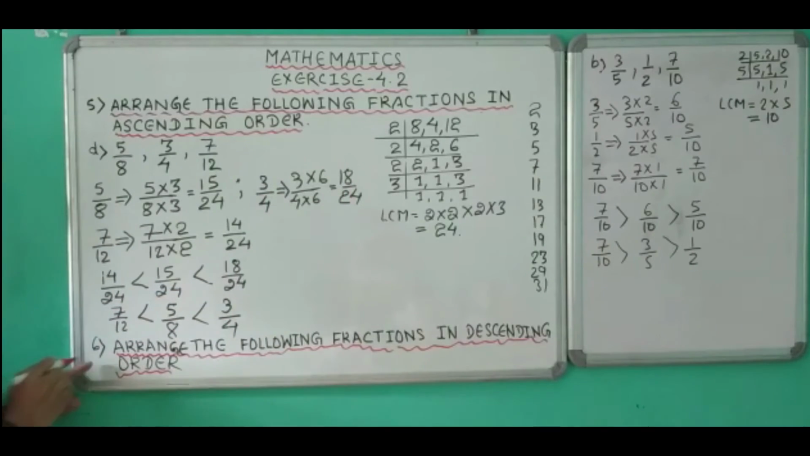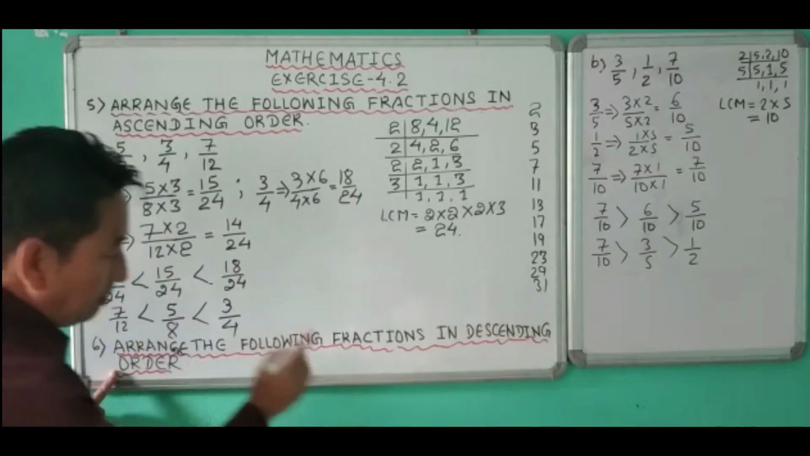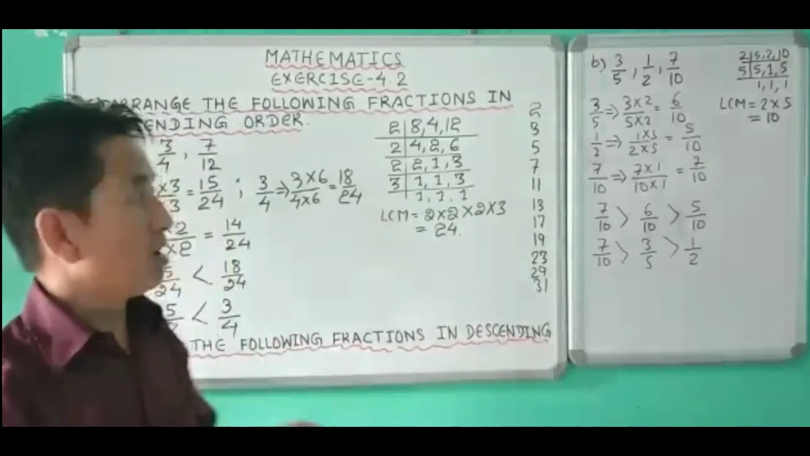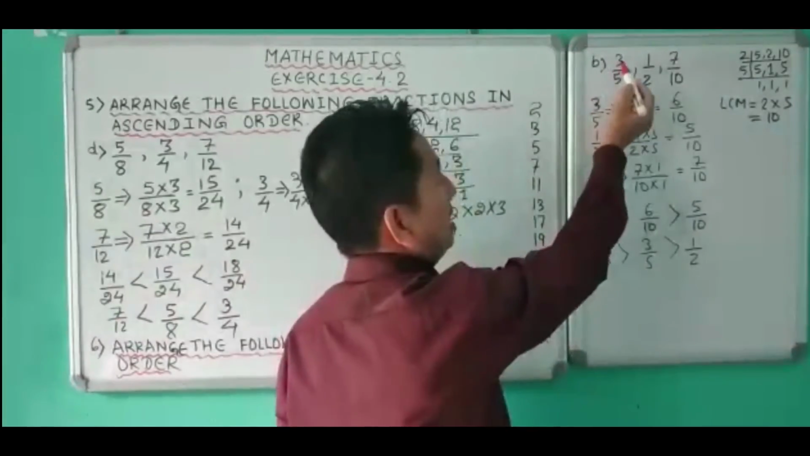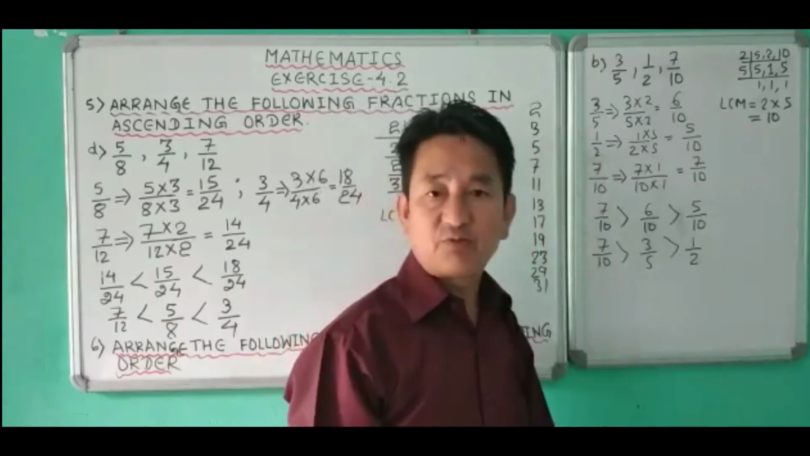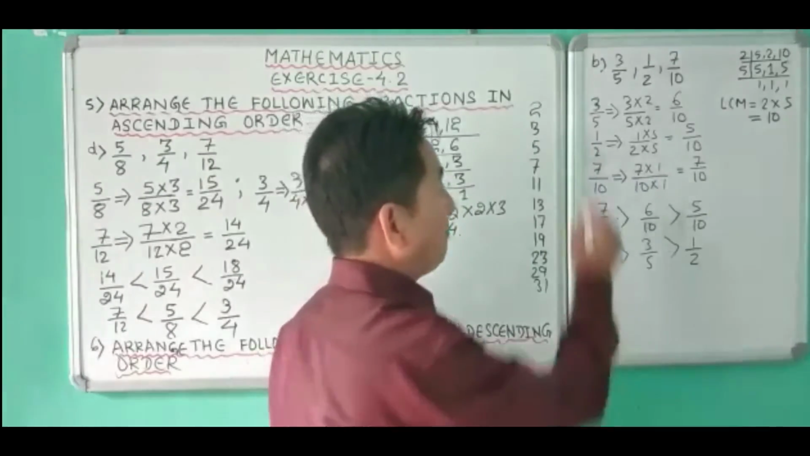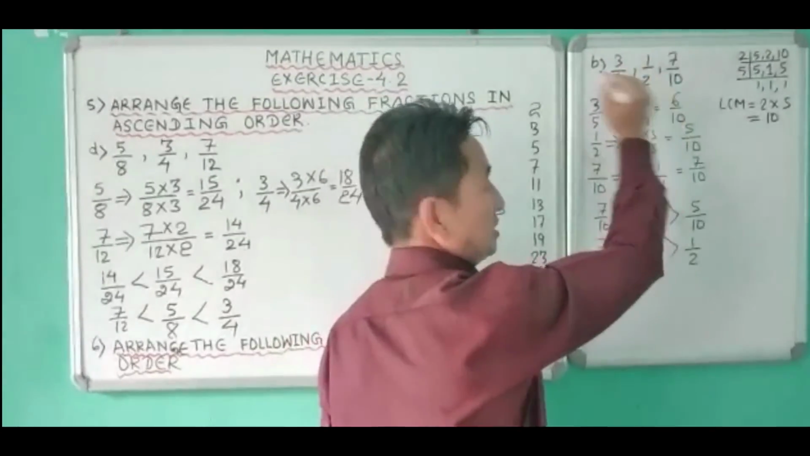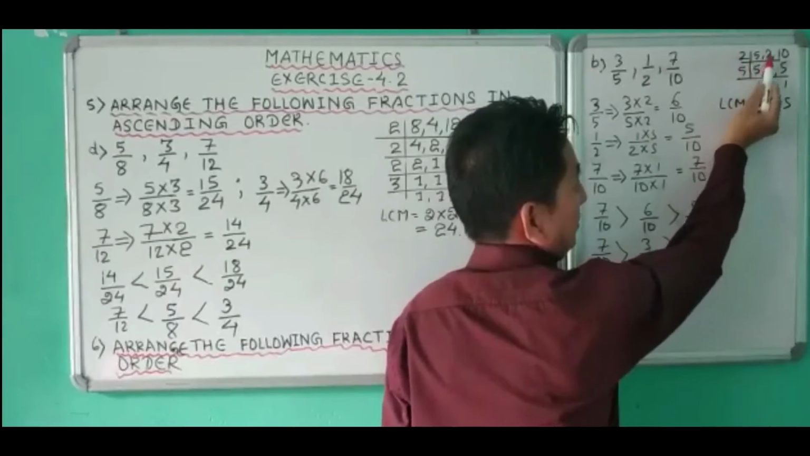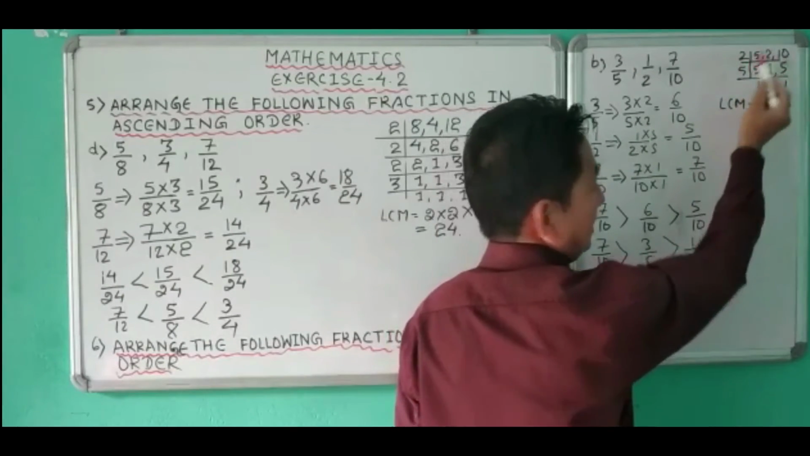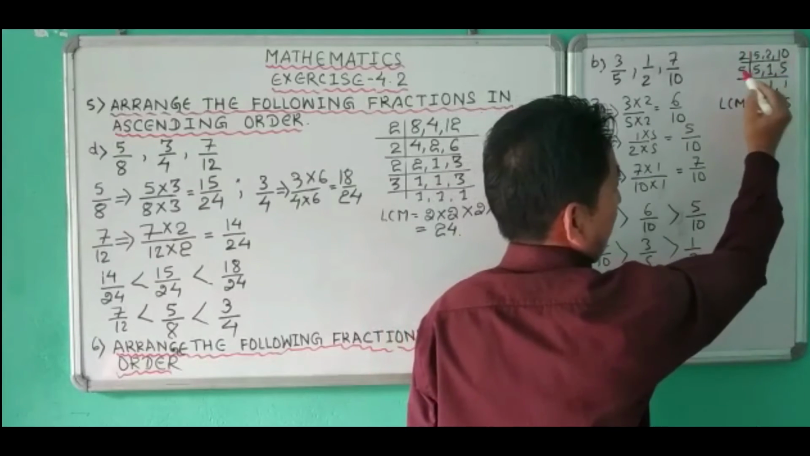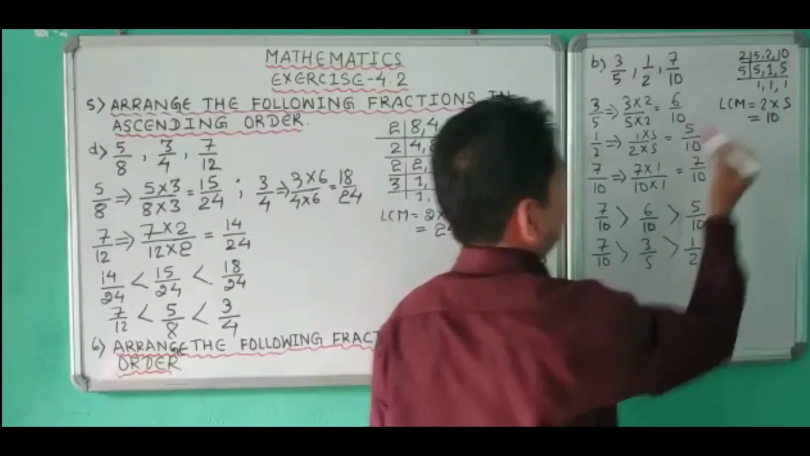Now next question here, question number 6. Arrange the following fraction in descending order. Descending order means greater to smaller. Question number 3, B. 3 by 5, 1 by 2 and 7 by 10. You have to arrange this fraction in descending order. So we will find out their LCM of this denominator. 5, 2 and 10. 5 will remain same, 2 1 is 2, 2 5 is 10. Now this divided by 5, 5 1 is 5, 1 remains same. Their LCM is 2 5 is 10.